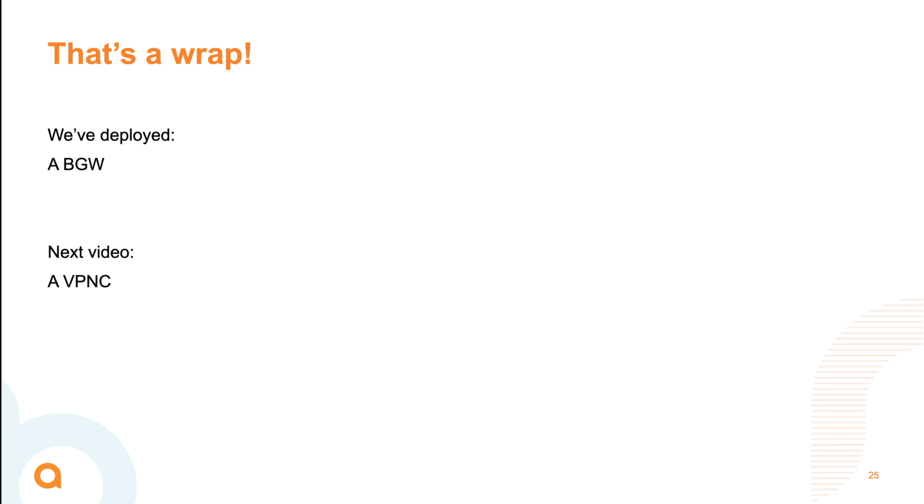And that's a wrap. This was the second video of the SD-Branch from Scratch series. We've covered the concept of group management, and we've configured and deployed a branch gateway. In the next video, we'll cover the configuration and deployment of the VPN concentrator in the data center.